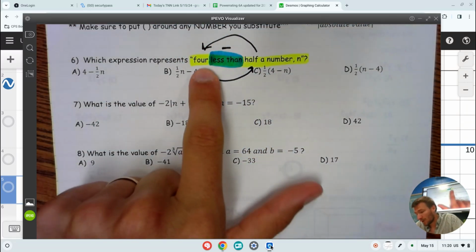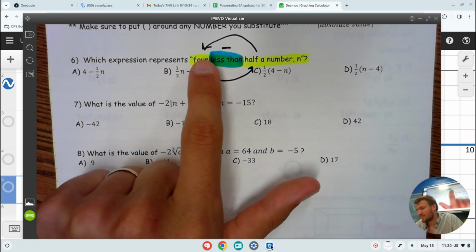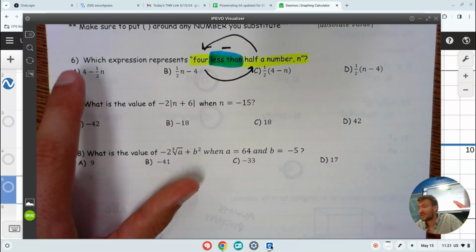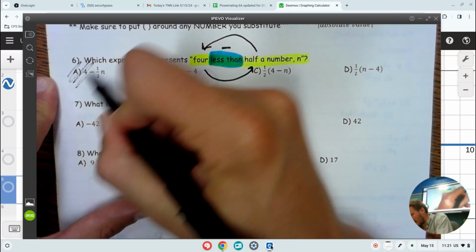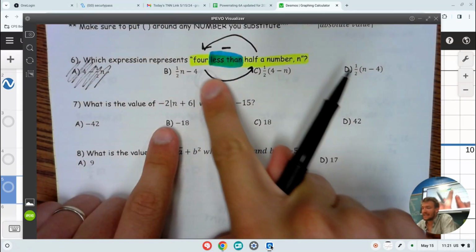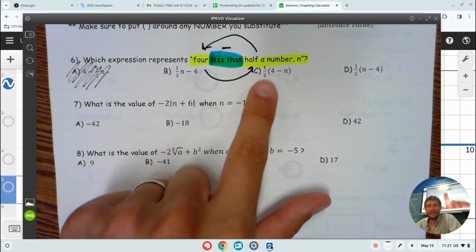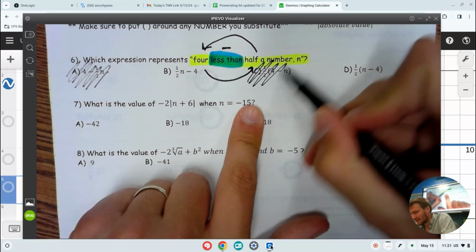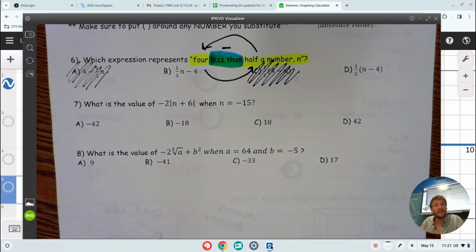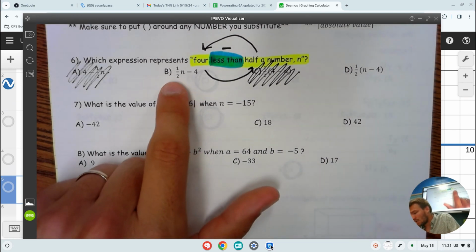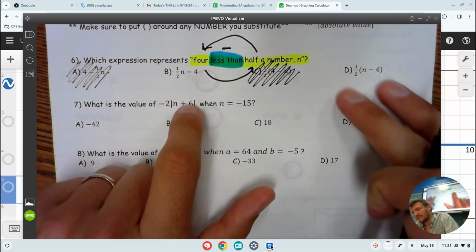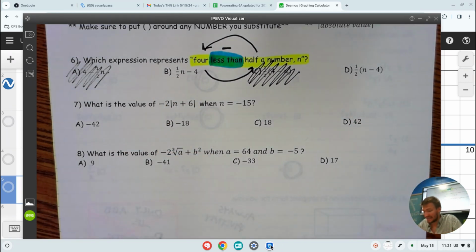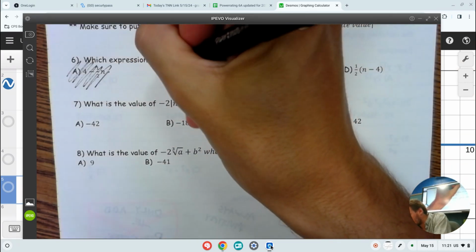So even though 4 comes first, which probably makes you think that A is correct, A is not correct. 4 needs to come at the end. So again, I don't think C is going to be correct because the 4 needs to come at the back. That means it is up to us now. Do we think that it should be B, 1/2 n minus 4, or D, 1/2 parentheses n minus 4? I think it should say B.